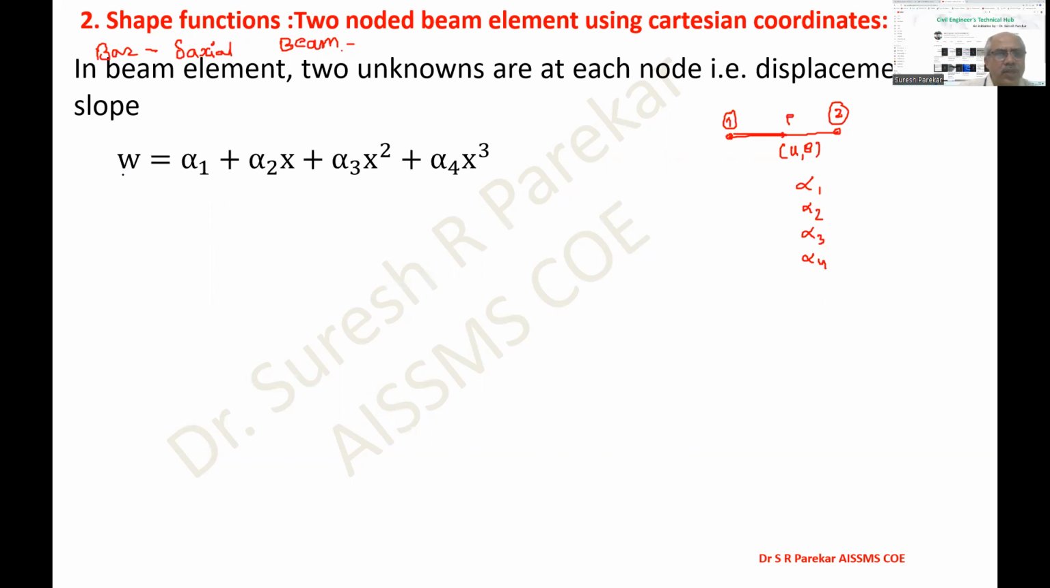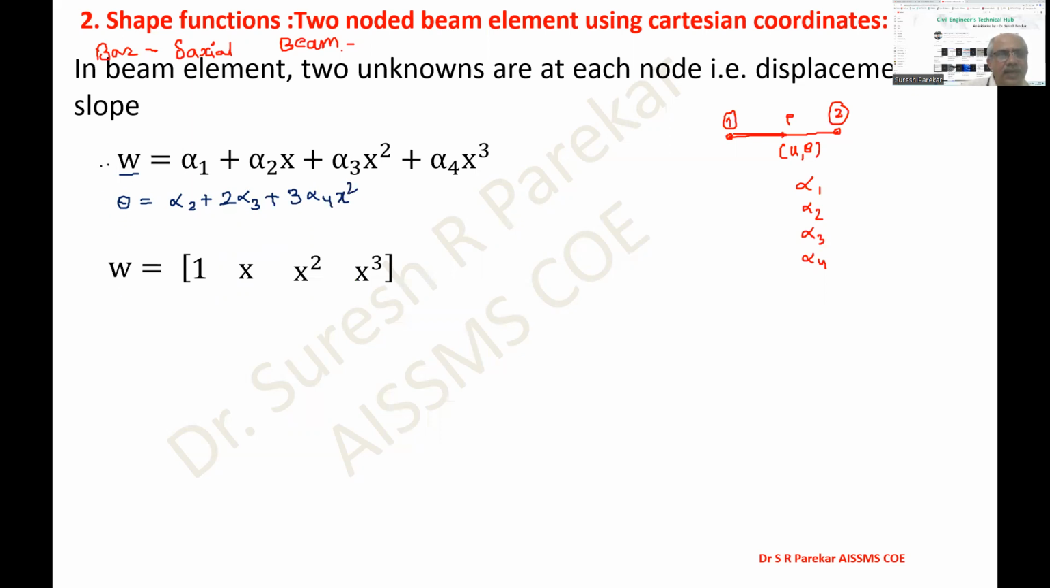Now we know the slope is the derivative of displacement. So we have dW by dx, and that we will get as follows. If I take the derivative of this, then I get theta equal to alpha 2 plus 2 alpha 3x plus 3 alpha 4x square. Likewise, we get this as the slope.